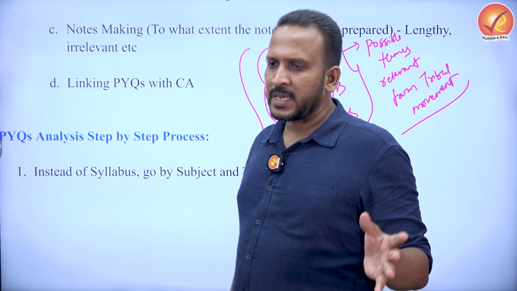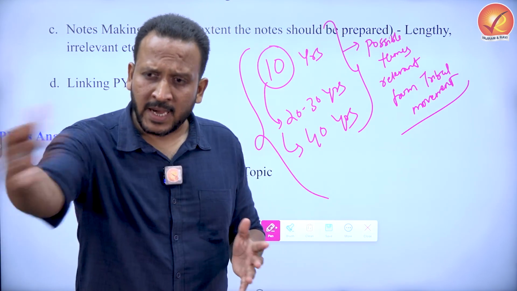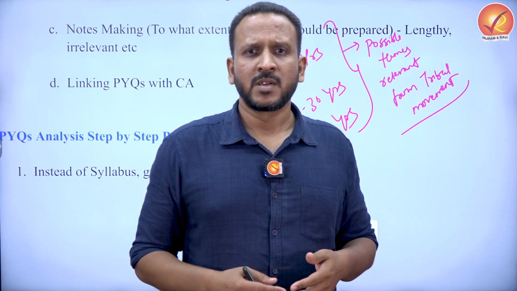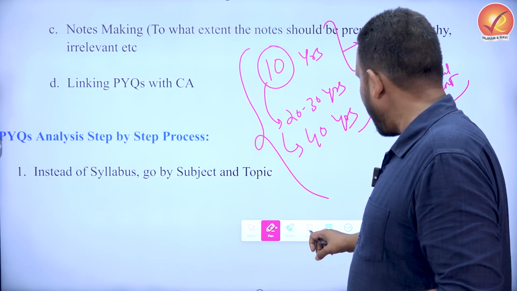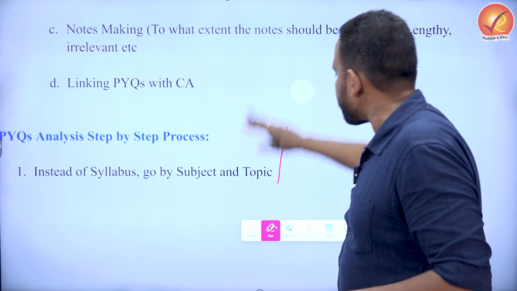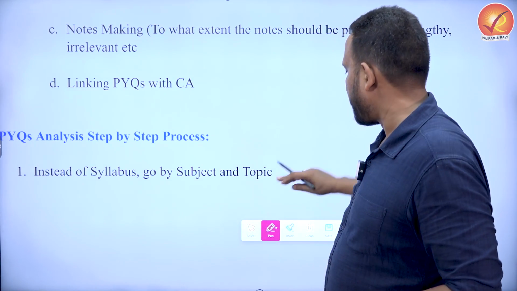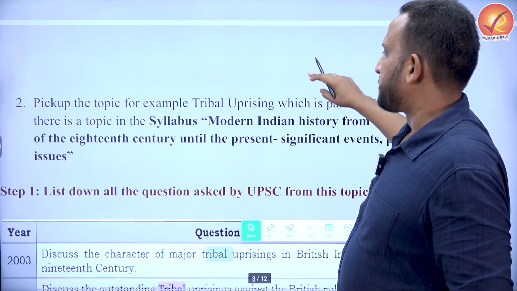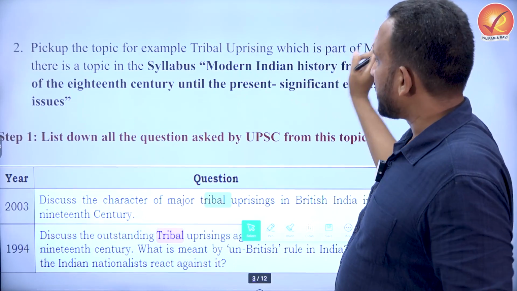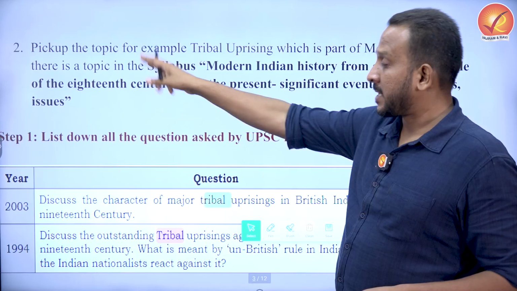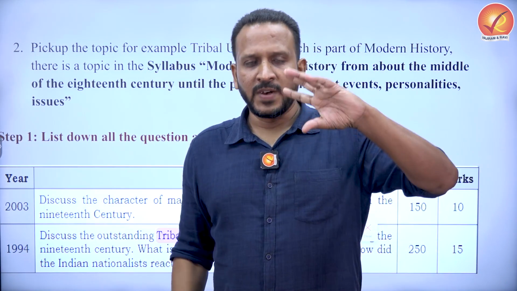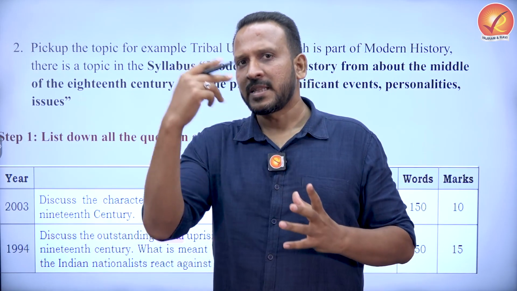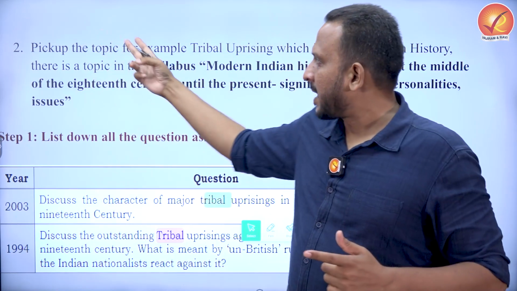So what if UPSC has not asked the question in 10 years? It may ask after 5 years, or maybe next year. And this is what UPSC did, right? So see, this is what I have: tribal uprising, pick up. This is the second step. So the first step is choose the topic. First, do the basic reading. Then in the second phase, pick up the topic.